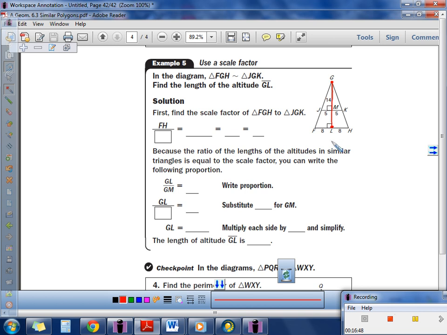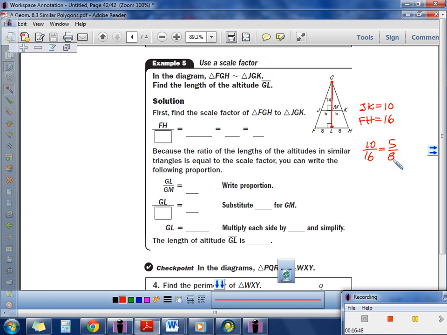To do that, it's helpful to find the scale factor first. So I can compare some units or side lengths that I know. I notice that I know JK and FH. JK is 5 plus 5, or 10, and FH is 8 plus 8, which is 16. I can use these numbers right here. To do that, though, I need to simplify. So I can do 10 over 16 and see that I get 5/8.